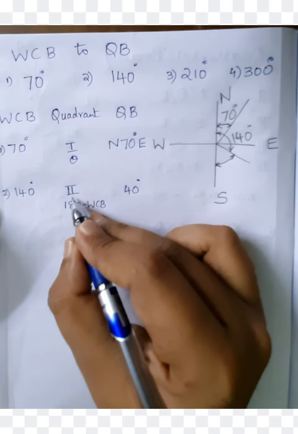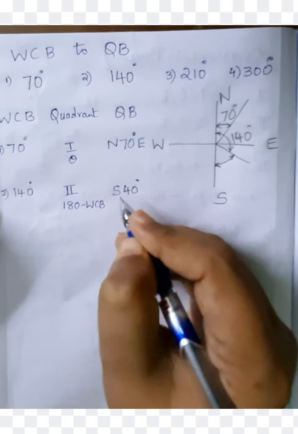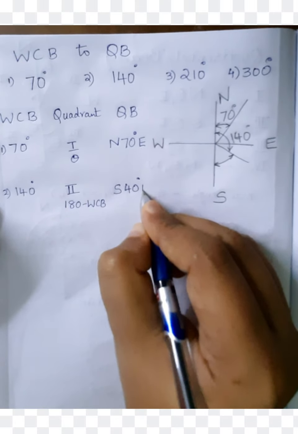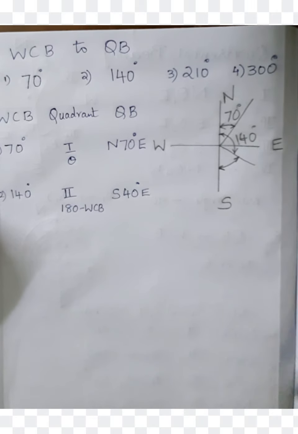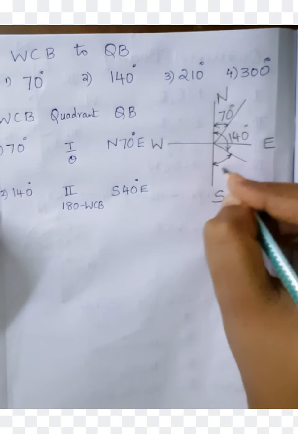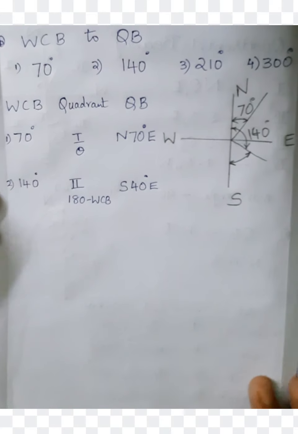Coming to the second quadrant, the directions are southeast, so south 40 degrees east. So this is my angle in the quadrantal bearing system. I have got this angle as 40 degrees.